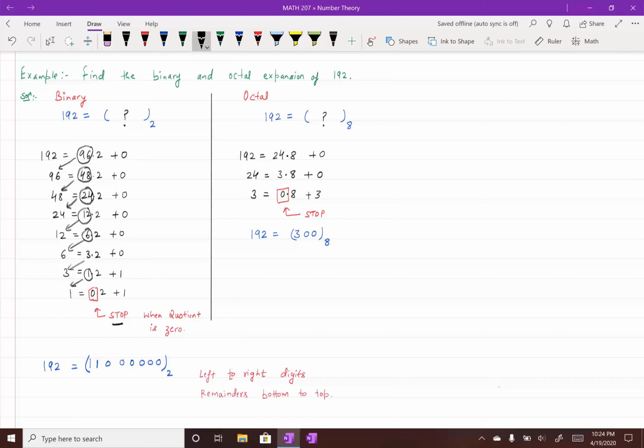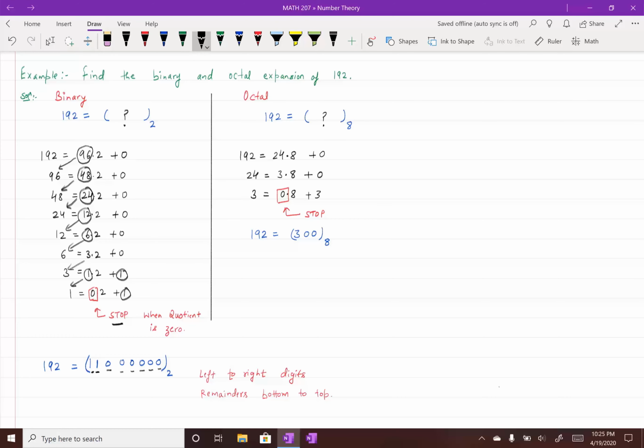Once your quotient becomes 0, then you stop applying the division rule. And then you collect all those remainders from your last step to the first step and write them from left to right. So if you write it here, the first is 1, which is the remainder here. Then another 1, which is the remainder here. Then 0, and then 0, and then 0, and then 0, and then 0, and then 0. Then you have those many zeros.